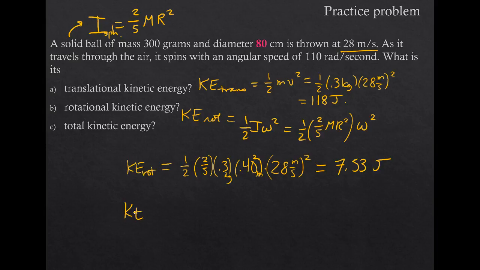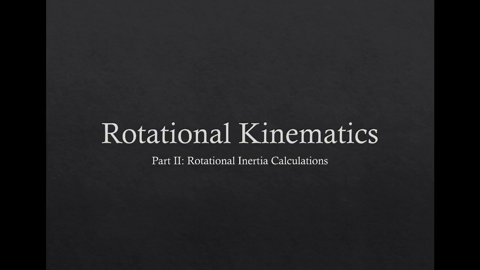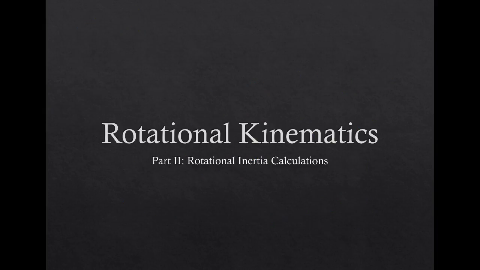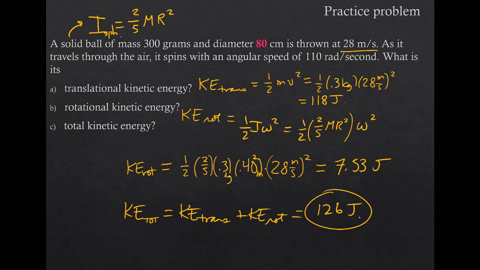So that means that Ke total is the sum of Ke translational plus Ke rotational. Can you tell what the next slide is going to be? So that's about 126 joules. Okay, now when you get problems like this, you're going to be given what type of object it is. Okay, so next time we are going to talk about how to calculate rotational inertia. So we'll see you then.